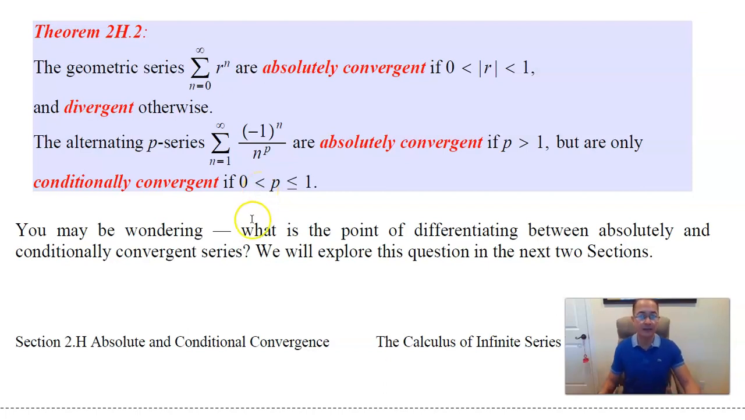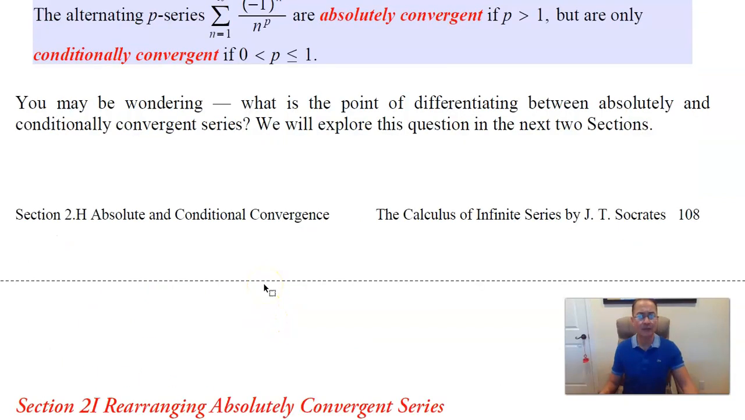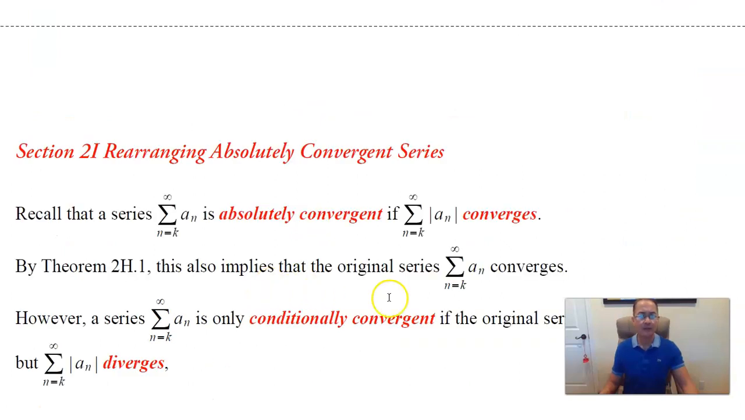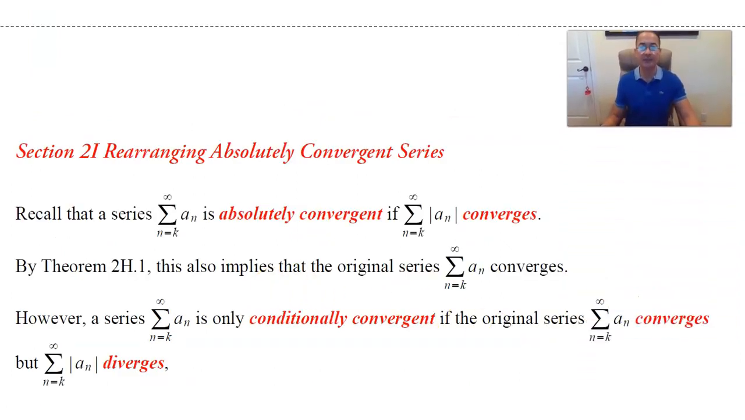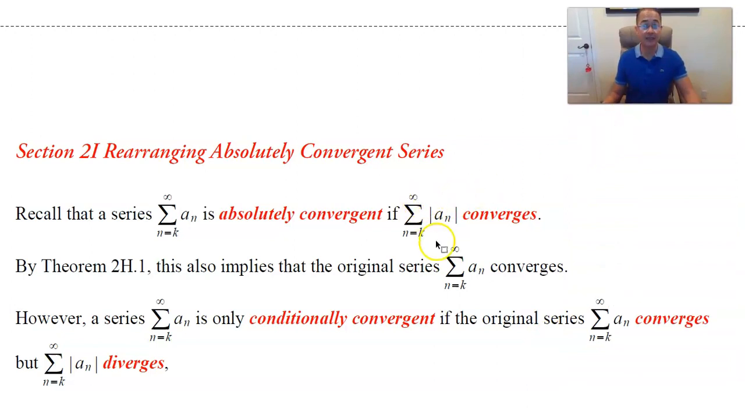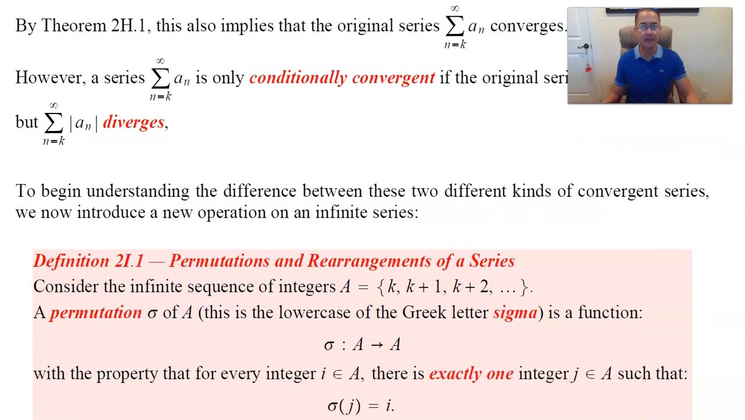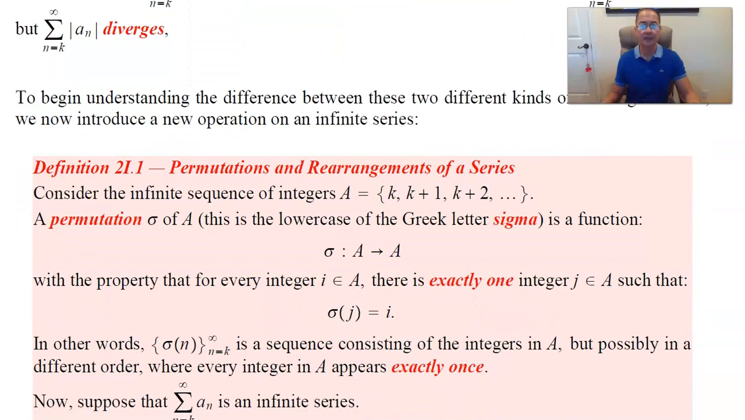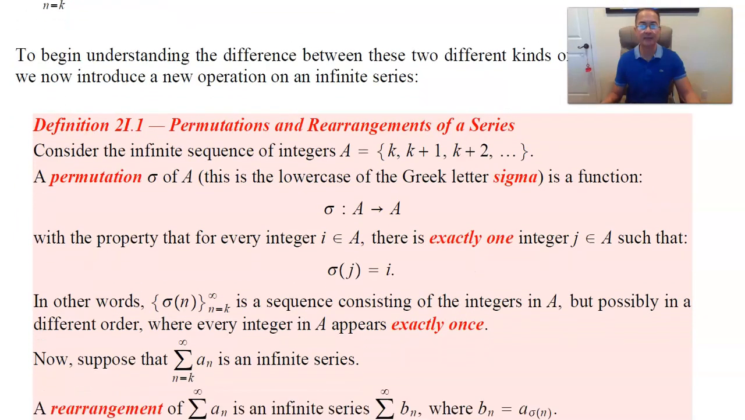Okay, so I said that we are going to cover parts of section 2I and 2J. So what are those about? We are going to see what are called rearrangements of infinite series. What we are going to do is change the order in which we are adding the terms of our infinite series. So let's go down to a definition which appears a lot in mathematics.